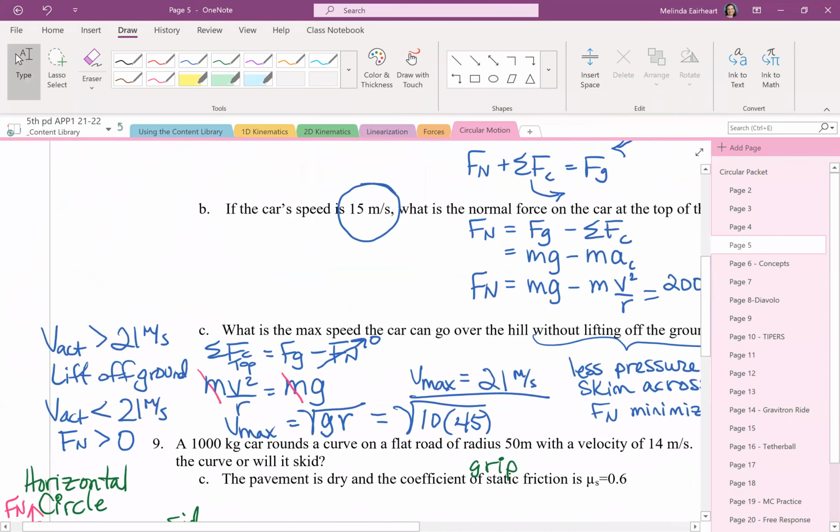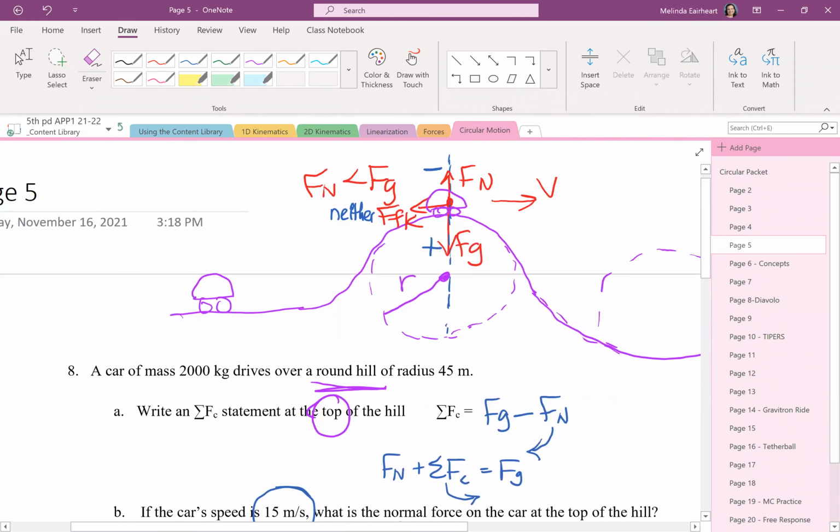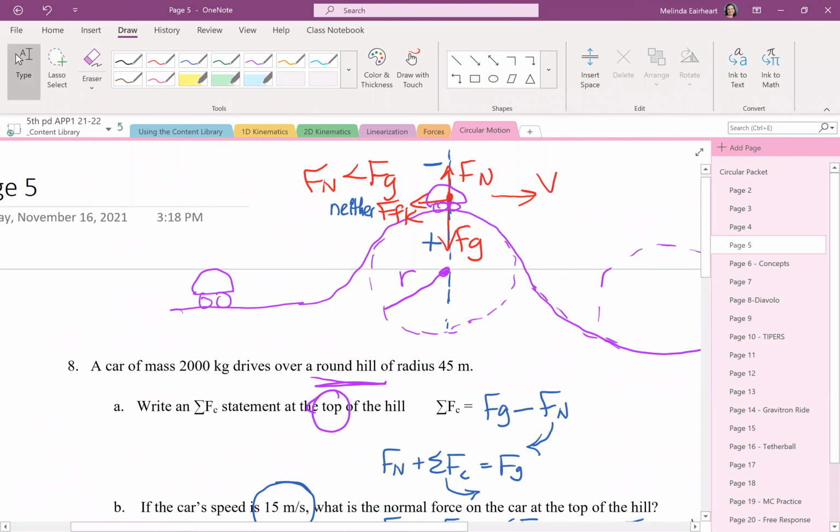Well, we just saw one going over the hill where we said gravity was bigger than your normal force. So here I explained it as gravity center seeking. Center seeking to make the circle has to be bigger. Whatever label, whatever force is towards the center, it's always going to be greater than the center opposing. Because if it's not, you're not making the circle. Does that make sense? Yeah.